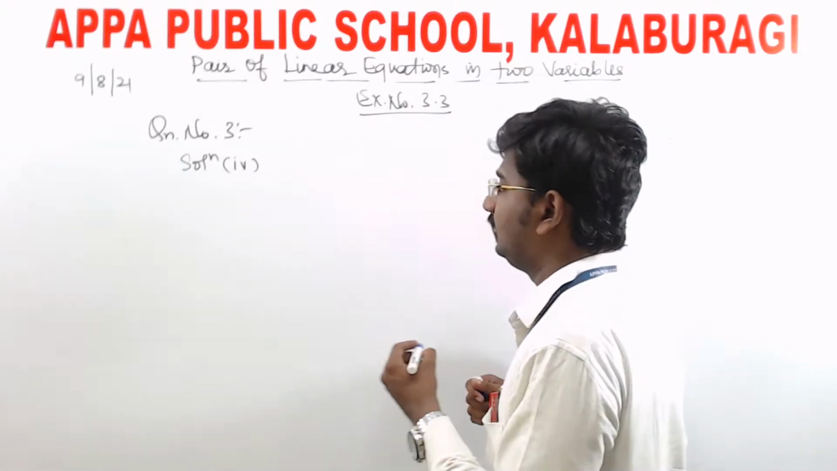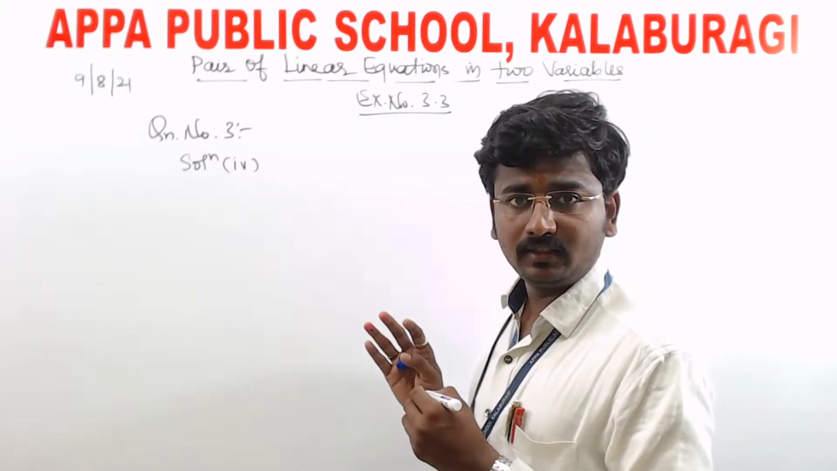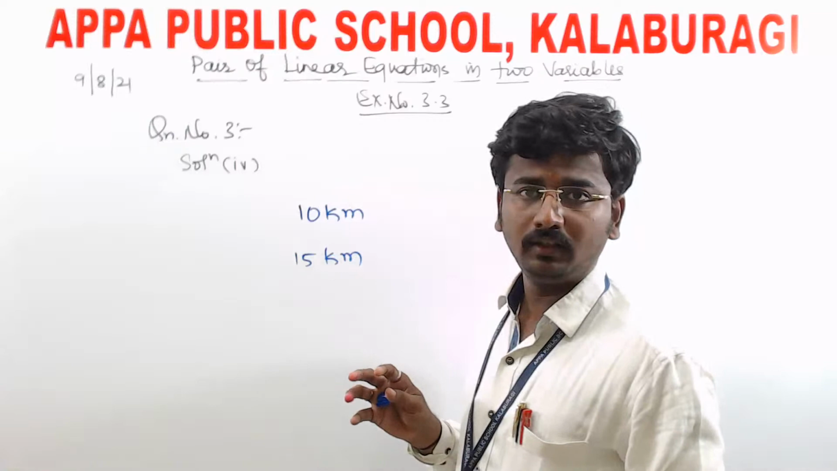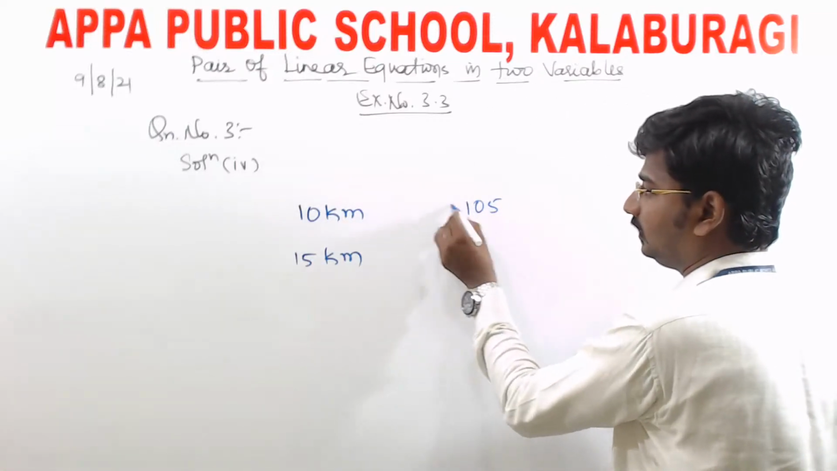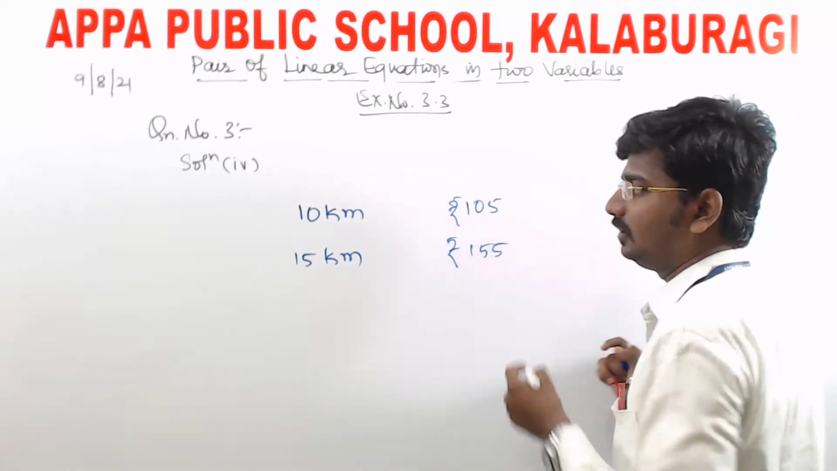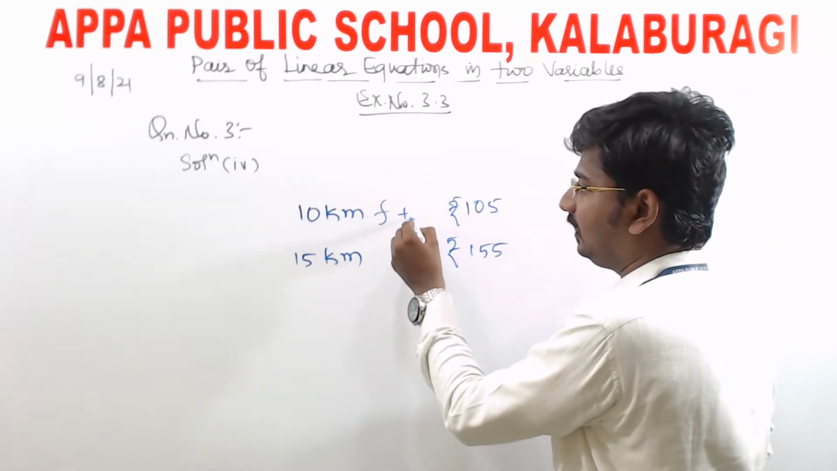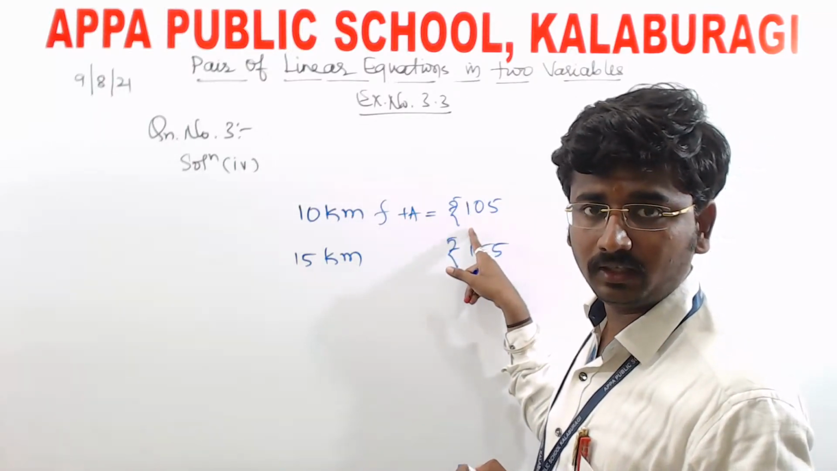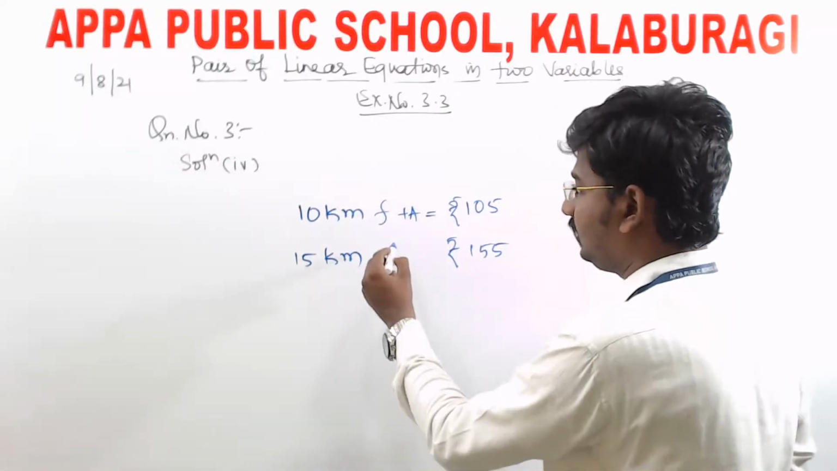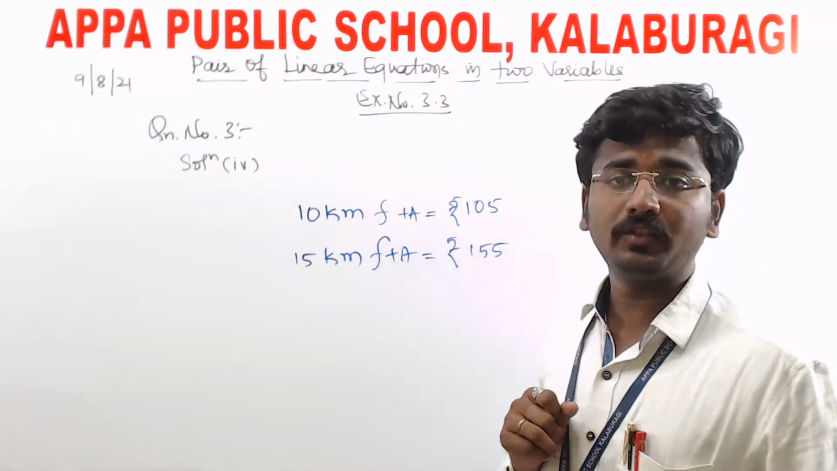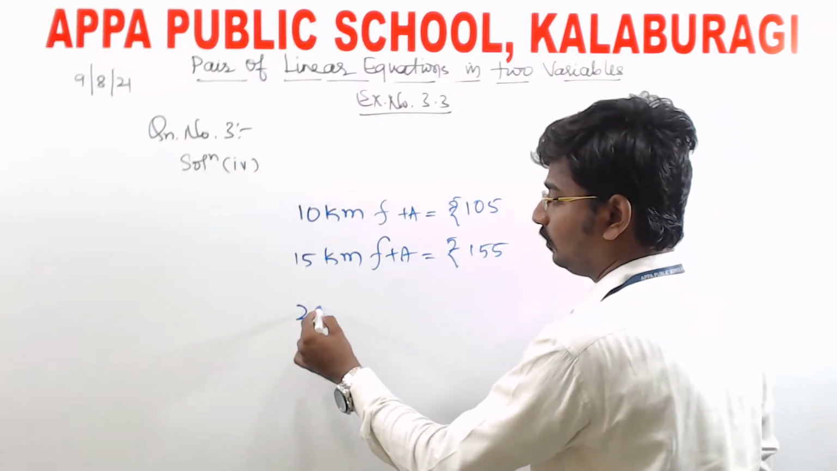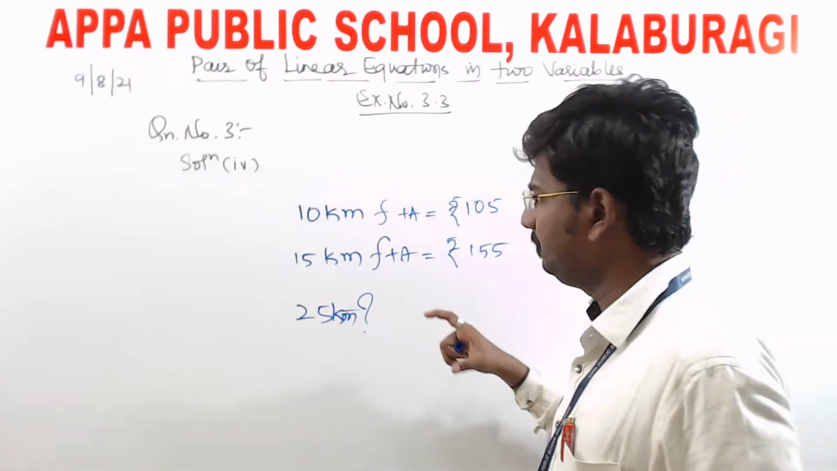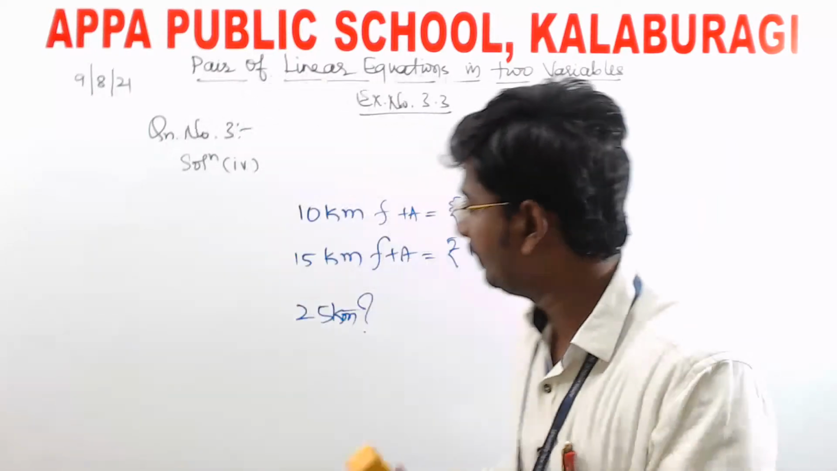Now first what I have to check: there is some fixed charge and some distance covered, 10 kilometers covered, 15 kilometers covered. The total cost was 105 rupees here, and here it is rupees 155. Means I don't know what the fixed charge and additional charge are. So fixed plus additional charge is rupees 105 for covering 10 kilometers. Same here, fixed charge plus additional charge was rupees 155. Now the question is what would be the cost for 25 kilometers? Very simple problem it is. So let us solve now.